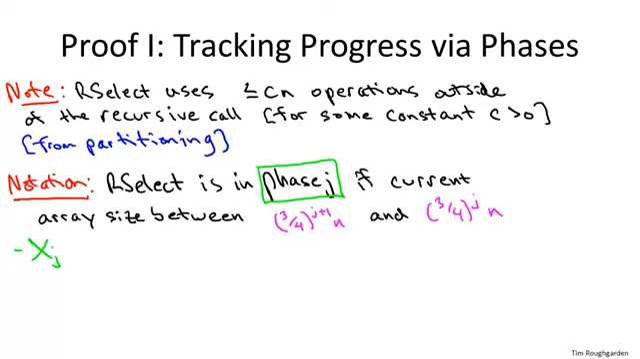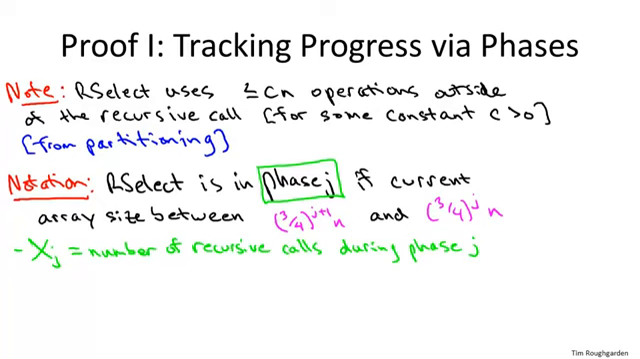So for a phase j, X_j simply counts the number of recursive calls in which the randomized selection algorithm is in phase j. So this is going to be some integer. It could be as small as 0 for some of the phases, or it could be larger. So why am I doing this? Why am I making these definitions of phases and of these X_j's? What's the point? Well, again, remember the point was we want to be able to cleanly talk about the progress that the randomized selection algorithm makes through its recursion.